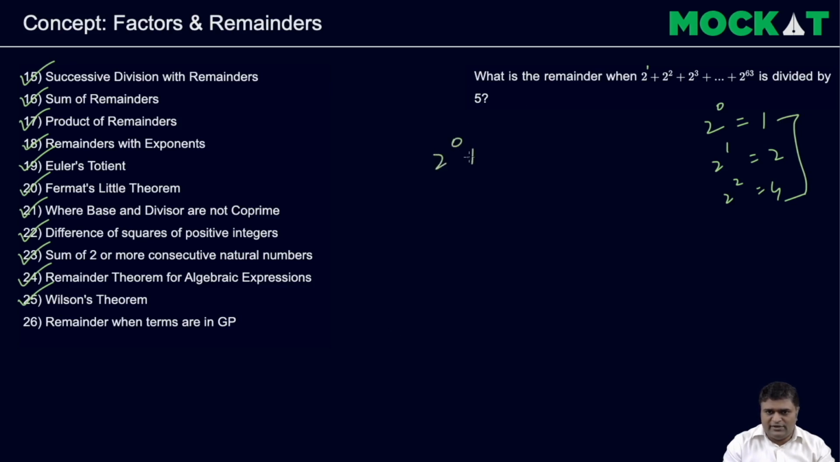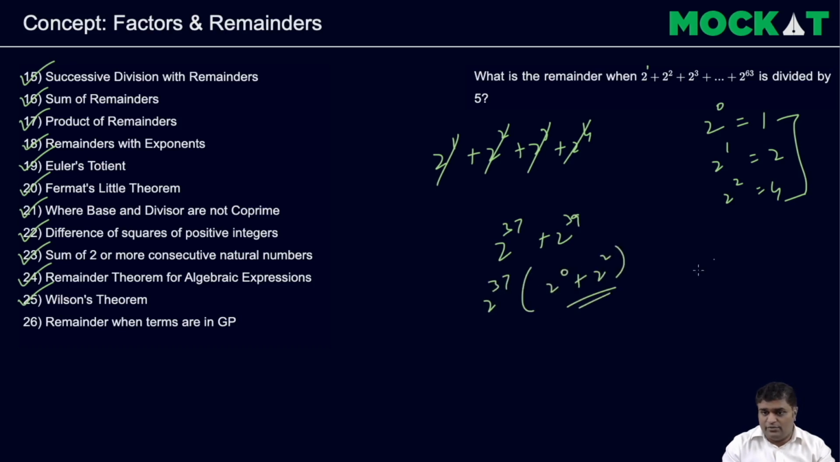So if you arrange these in order, starting with 2 power 1 plus 2 square plus 2 cube plus 2 power 4, you would note that the first and the third, so this plus this, is going to be divisible by 5. Likewise, the next set of numbers with a gap of 1 are going to be divisible by 5. The reason is simple. For instance, if you have 2 power 37 plus 2 power 39, you can take 2 power 37 common, you get 2 power 0 plus 2 square, which gives you 5. Therefore, every set of 4 numbers can be removed.